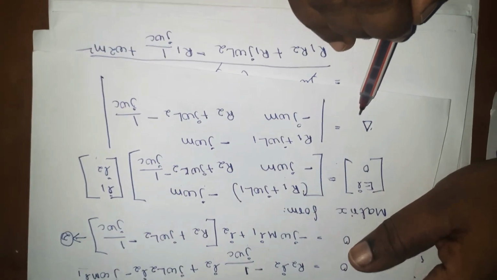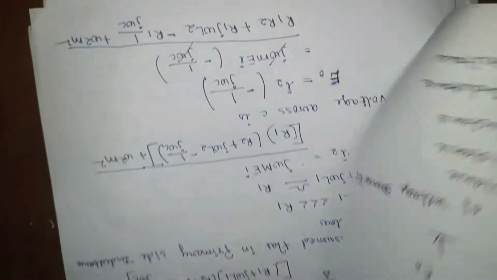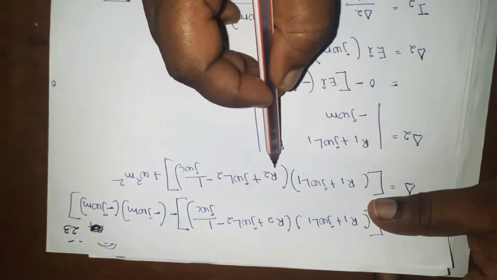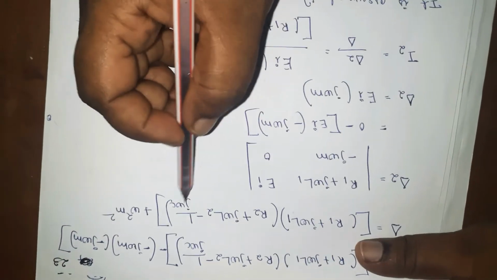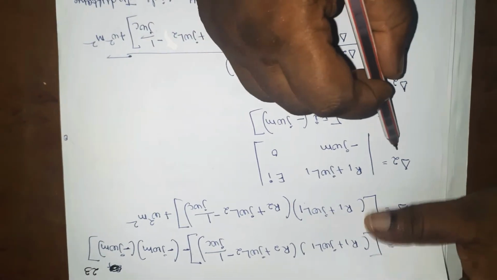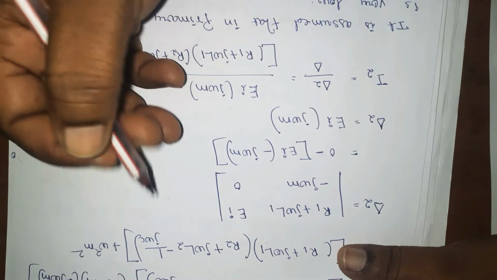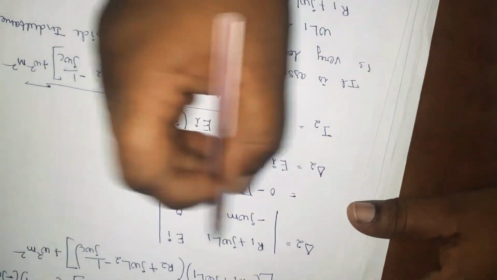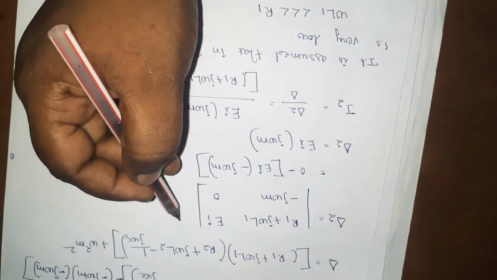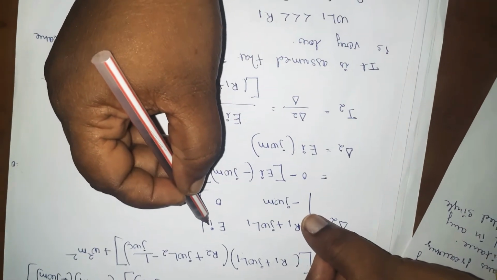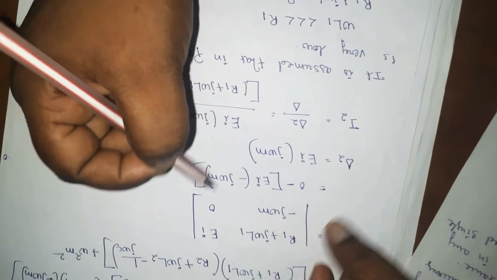Now you are going to first find the delta value. Delta is equal to (R1 plus j omega L1) into (R2 plus j omega L2 minus 1 by j omega C) plus omega squared M squared. Next you find delta 2. For delta 2, you write the matrix formation: R1 plus j omega L1, minus j omega M, where you substitute Ei and 0 in the second column. Find the delta 2 value.